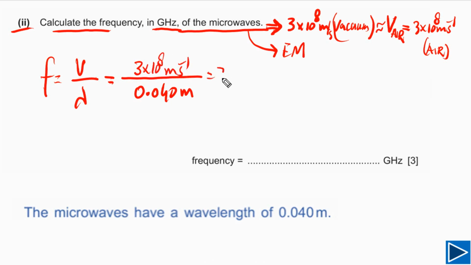If we solve this one, our final answer will be 7.5 times 10 to 9. This is the answer, but we need to write down our answer in gigahertz. So this is simply 7.5. So our final answer is 7.5 gigahertz.